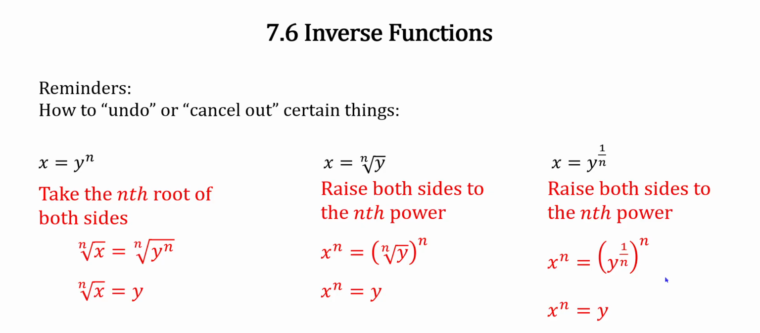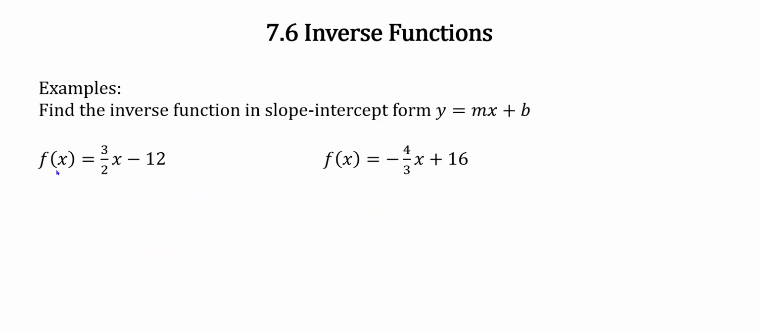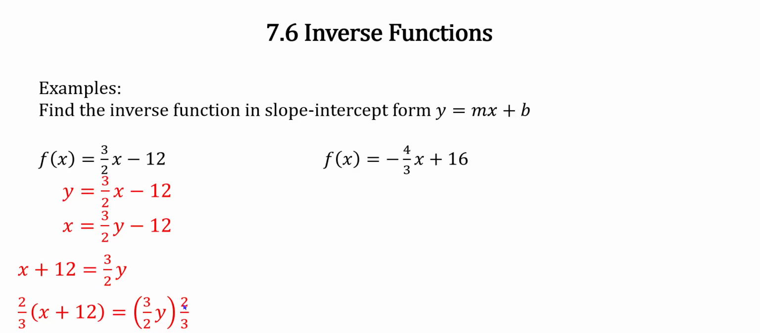Okay, let's give it a whirl. We're going to start with some good, easy linear ones. So we start by changing f of x to y. I'm sorry, I switched x and y, and then I added 12 to both sides. Now I'm going to multiply both sides by 2 over 3, the reciprocal. So 2 over 3 times 3 over 2 is 1. We get 2 over 3 x. Then we have to do 2 over 3 times 12, which will be 8. So I got y by itself. So f inverse of x is 2 over 3 x plus 8.